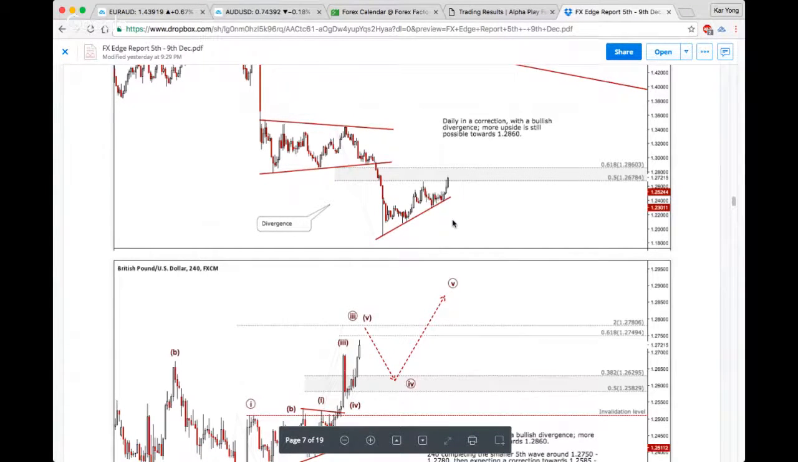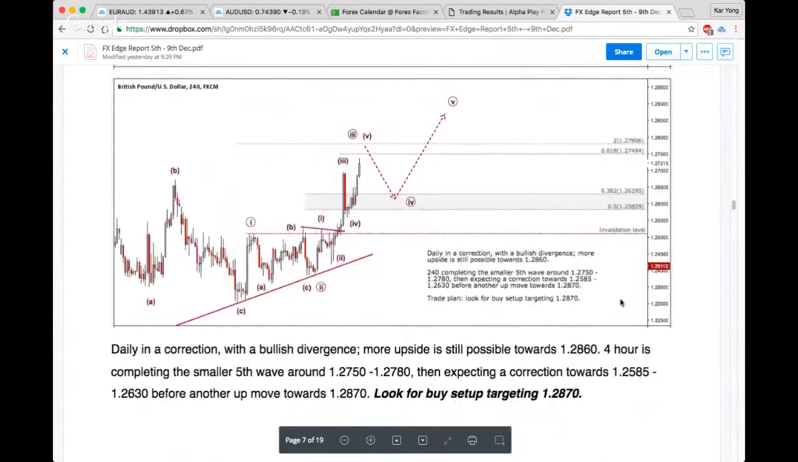Meaning if I say over here looking for a buy setup targeting 1.287, this is the pound dollar, and it simply tells you that my directional bias for pound dollar is upside, bullish. Then you use your own entry strategy, either the advanced price pattern, the divergence strategy, or the structure strategies, to engage this particular currency pair. If you do not have any setup, don't force that trade, don't take it.